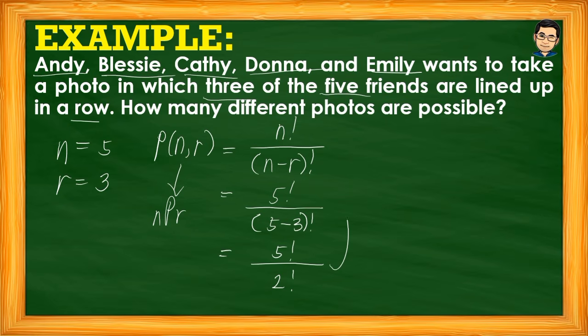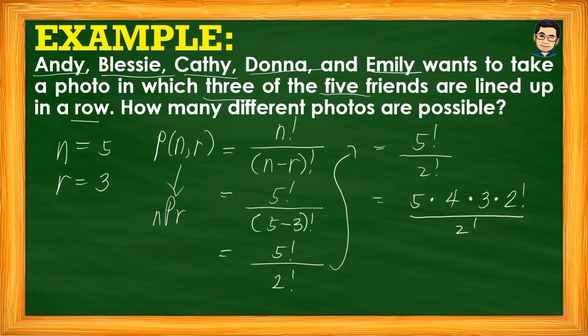Now, simplify natin yan. So, 5 factorial all over 2 factorial. So, nire-write natin. And then, express natin yung factors ng 5 factorial at titigil tayo dun sa 2 factorial para ma-cancel out natin yung nasa denominator. So, magiging 5 times 4 times 3 times 2 factorial all over 2 factorial. And then, makakancel po yung 2 factorial. Imumultiply po natin yung mga natira. So, 5 times 4 is 20 times 3, 60.